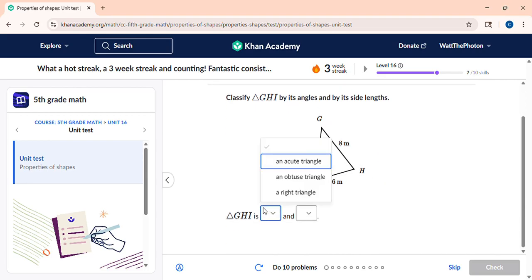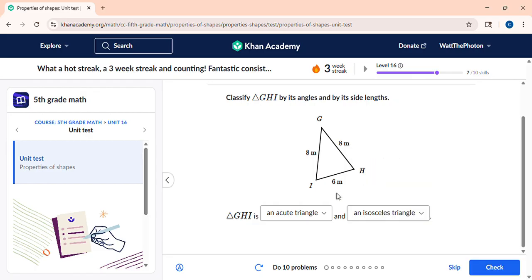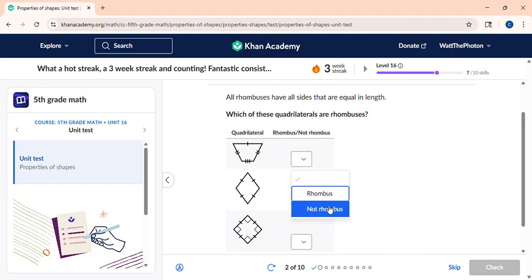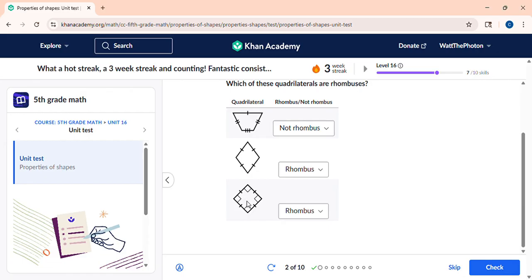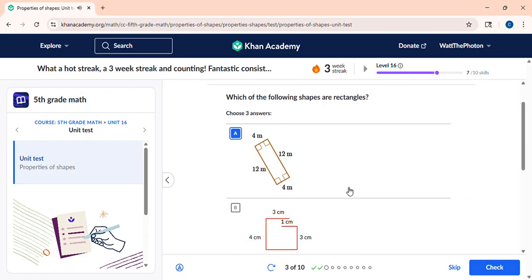GHI is an acute isosceles. They're all different. That is not a rhombus. That could be a rhombus. That is a rhombus. It's the same length on each side. Rectangle, not rectangle, rectangle, rectangle.